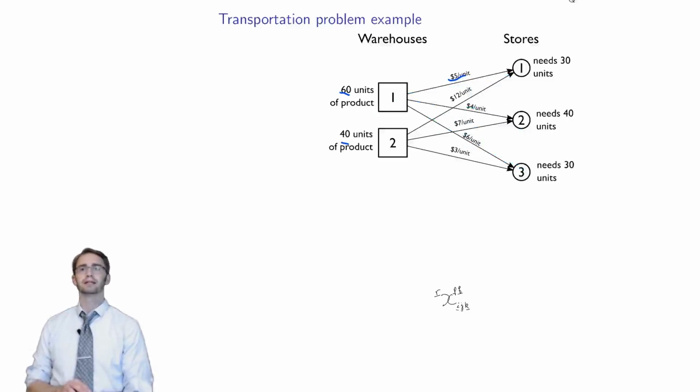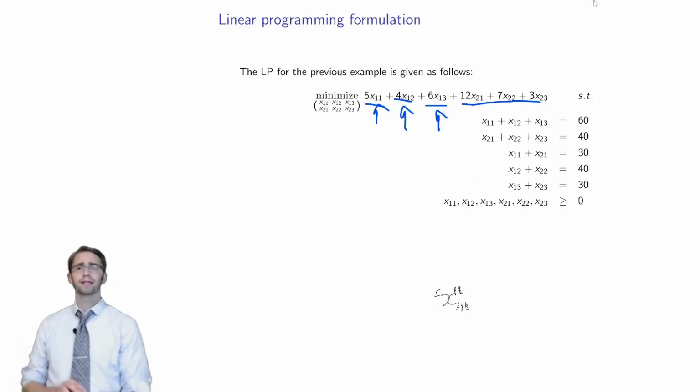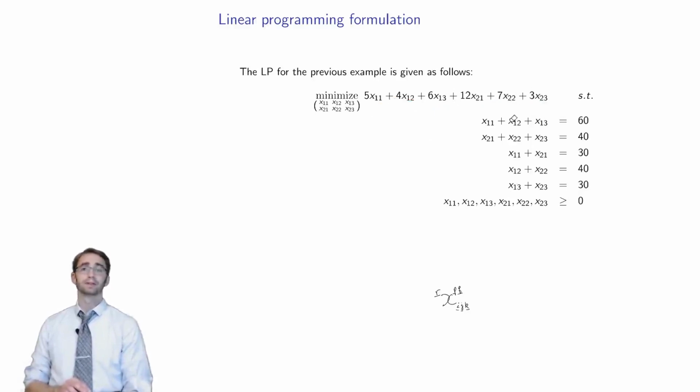Similarly, the 12, 7, and 3 coefficients over here come from the costs that are coming out of warehouse 2. So that's 12 and 7 and 3 like that. So this objective function here is the total cost of all the stuff that is being transported. Okay, so you want to minimize that, minimize the total cost of sending things along.